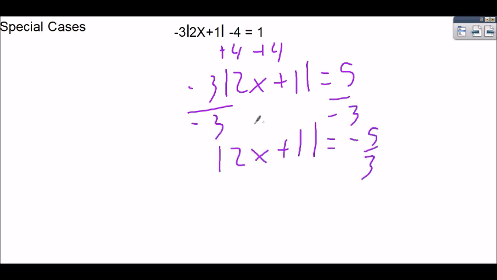So now I have the absolute value all by itself equal to a number, and this says that it's -5/3 away from the 0. And it can't be negative steps away. It can only be 5/3 away to the left or 5/3 away to the right, but can never be -5/3.